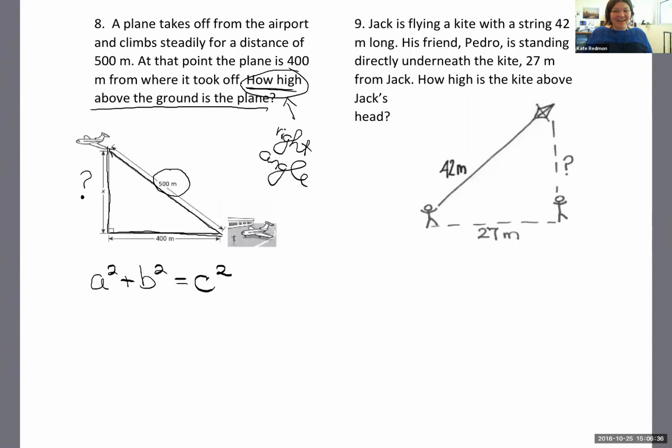Now, again, the hardest part is finding C. So don't plug until you know where C is. So which one's C? The 500 meters. Absolutely. I will plug 500 in for C. Again, it does not matter whether you call the 400 A or B. I'll call it B because students tend to struggle less. And I have done my substitution step.